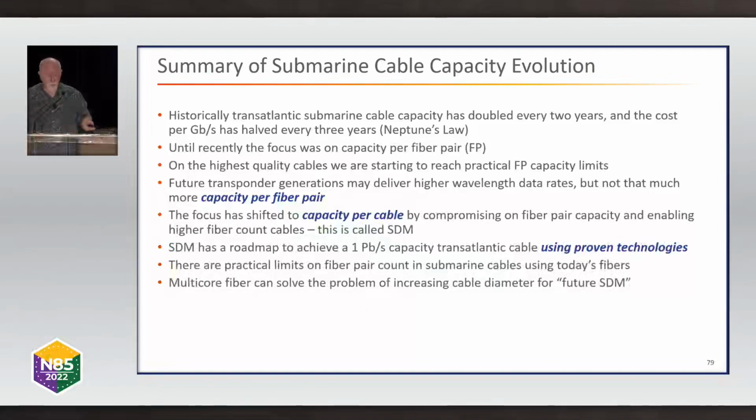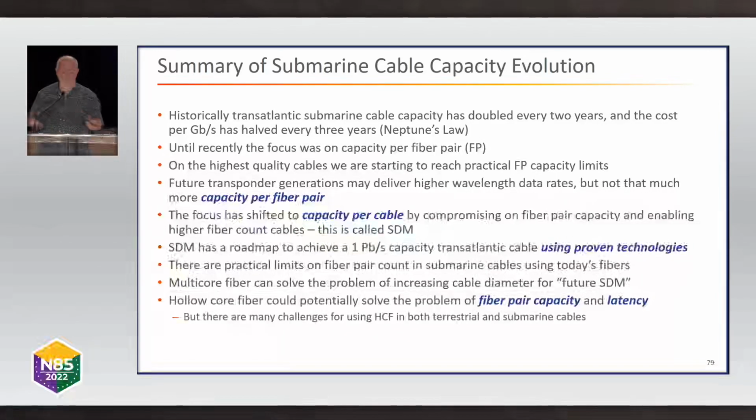So multi-core fiber is very interesting, solves the problem of the size of the cables. And hollow core fiber, again, is very interesting, but there's a lot of challenges, I think, associated with hollow core. So it could well be, if you looked at terrestrial future cable types, you may see the emergence of hollow core fiber initially for low latency applications. But then if you look at subsea cables, you're more likely to see multi-core fibers, I think, appearing in those kinds of cables.